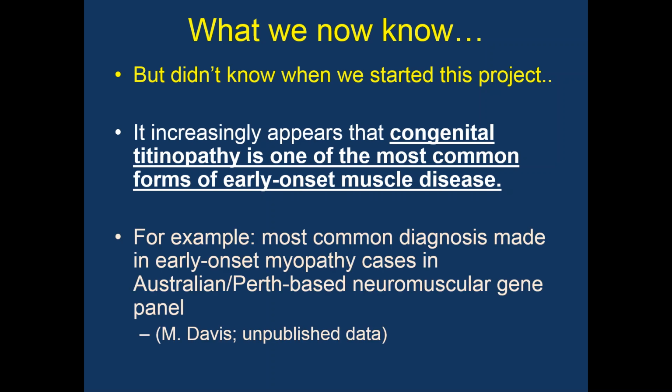For example, it's actually the most common diagnosis made in early onset myopathy cases sent to my colleague Mark in Perth for his neuromuscular gene panel. So this is actually even more common than RYR1, which used to be his most common diagnosis.